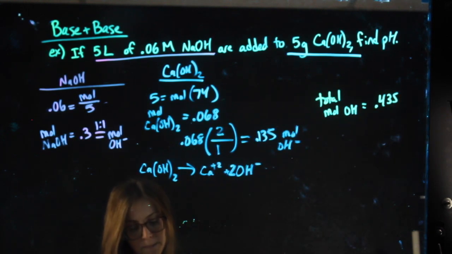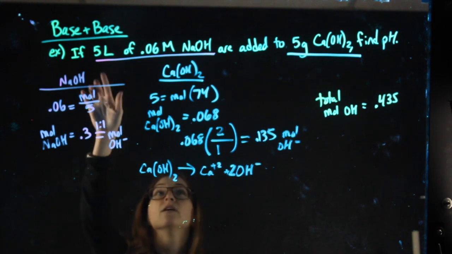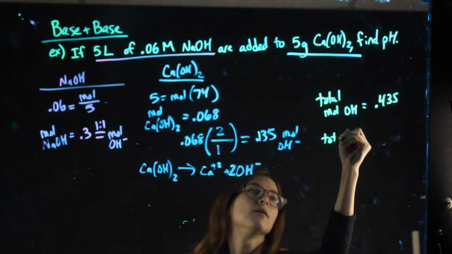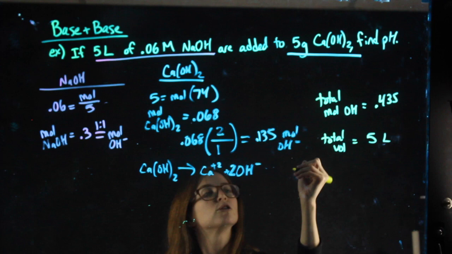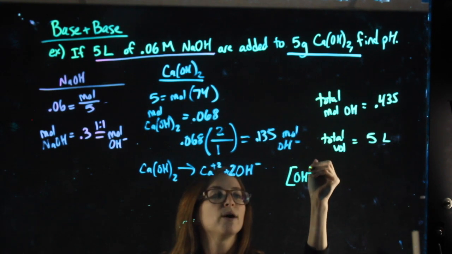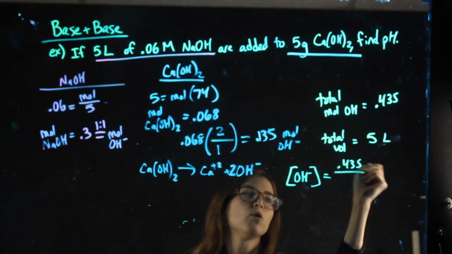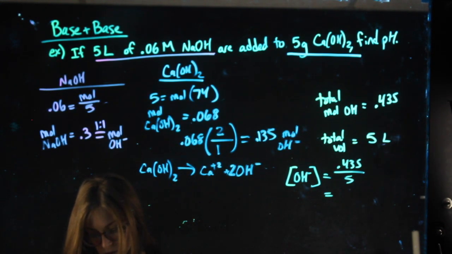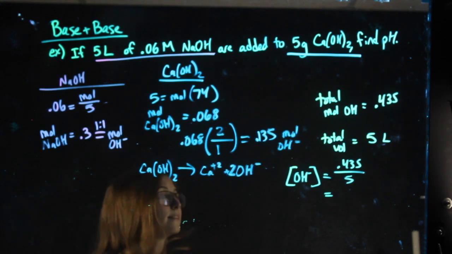That's my first step. My second step is to find the total volume, so I can find the total molarity. 5 liters plus 0 liters. My total volume is 5 liters. So then I can find my OH molarity in total using my total OH moles and my total liters. And I get 0.087.